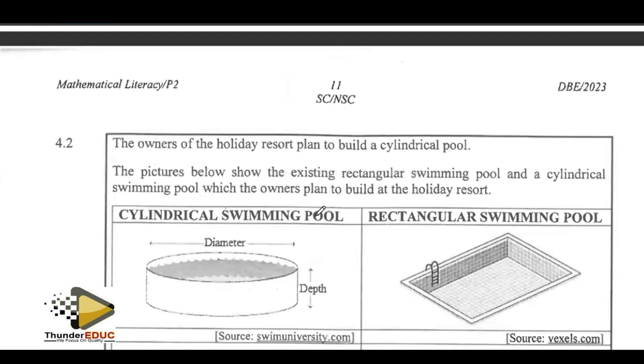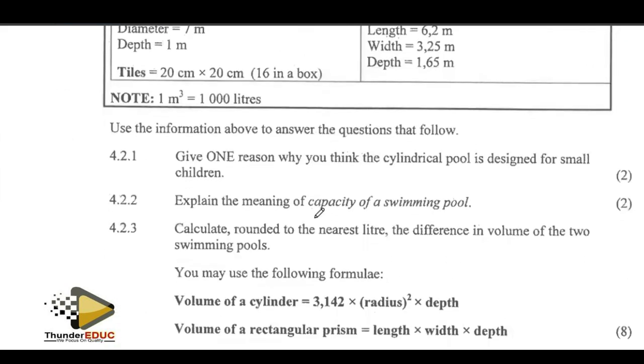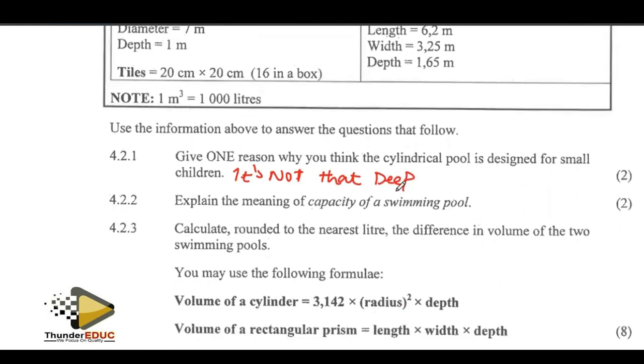4.2.1. The owner of the holiday resort plans to build a cylindrical pool. The picture below shows the existing rectangular swimming pool and a cylindrical swimming pool. Which one does the owner plan to build? Give one reason why you think the cylindrical pool is designed for small children. It's not that deep. It's 1 meter deep, whereas this is 1.65 meters deep.